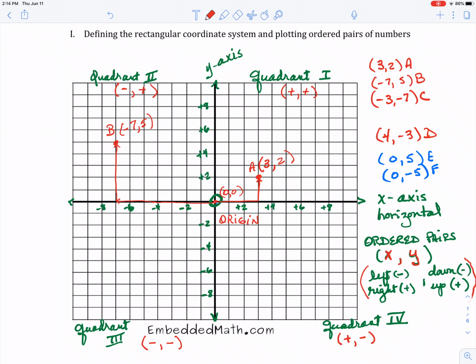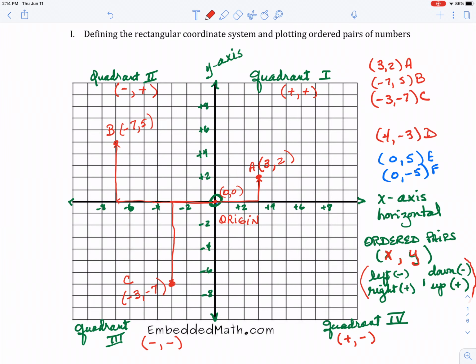The third point, point C, has coordinates -3, -7, so I'll begin at the origin and go 3 to the left. -7, so I'll turn that 90-degree angle and go down 7. And here is the point C, which is -3, -7. And you can see that negative pattern in the sign.